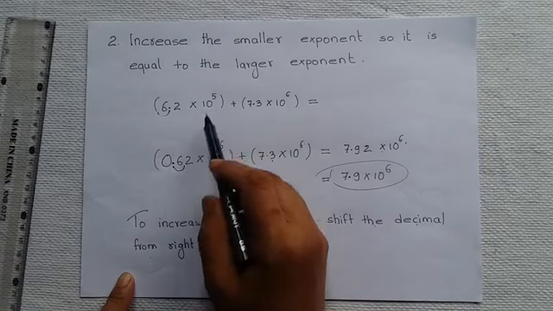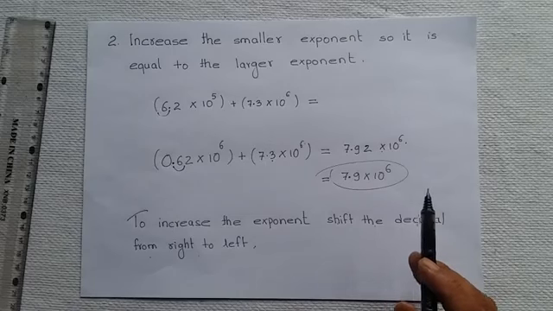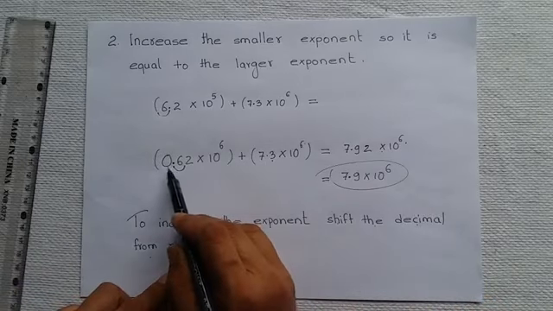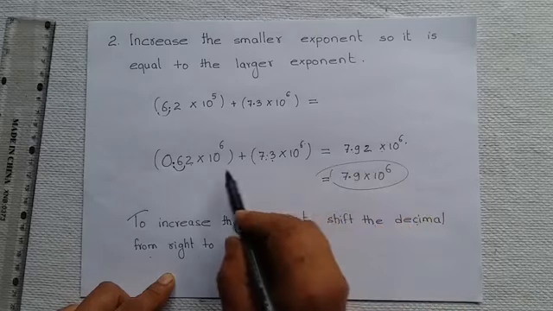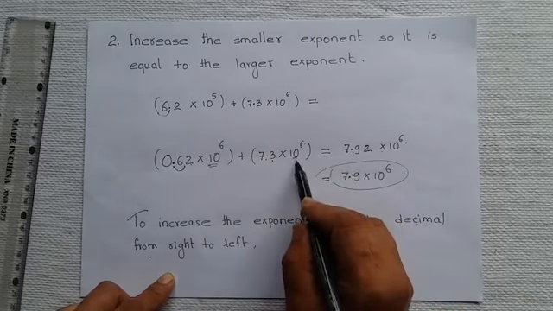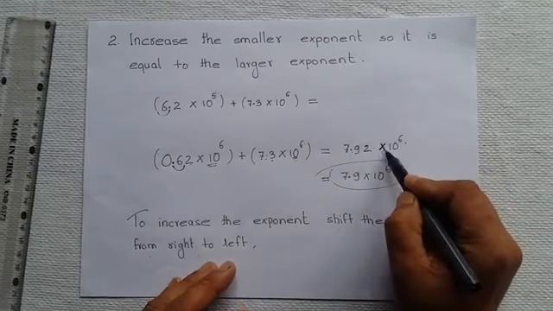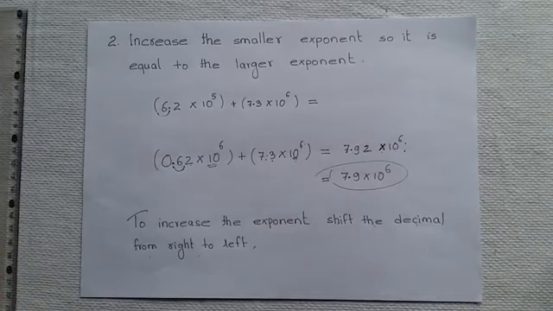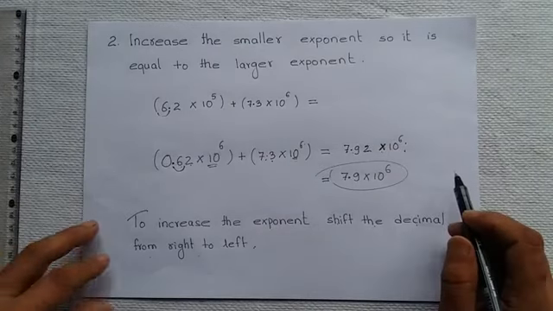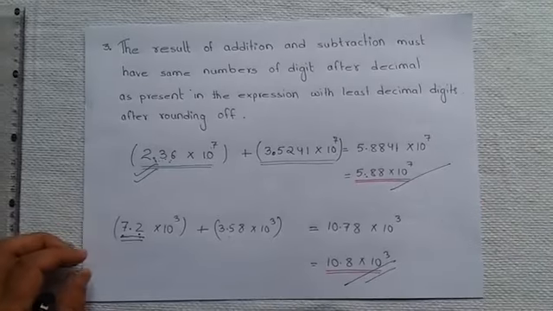So we shifted the decimal and now the exponents are the same. Now we can add. Now to add this, we just add the coefficients. 0.62 plus 7.3 gives you 7.92. And as you know, 10 to the power 6 and 10 to the power 6 are common. We just take the common thing out and we put it here. And we have the answer here: 7.92 times 10 to the power 6. Okay, now let's see the third rule.